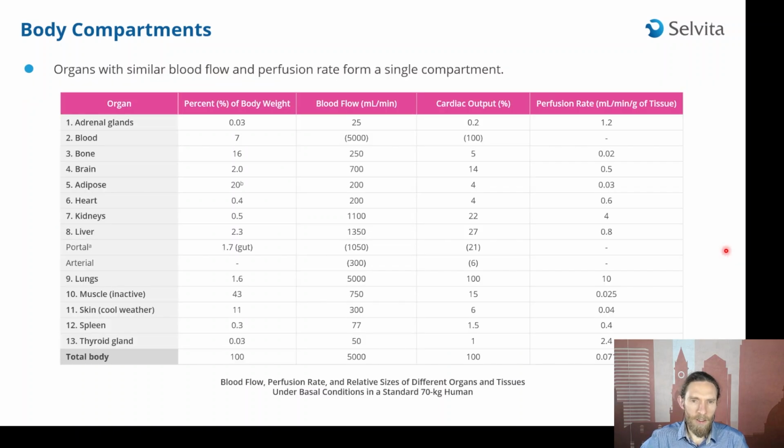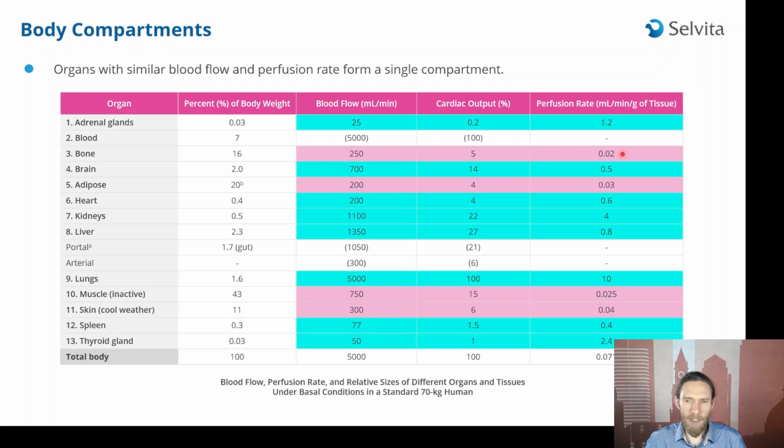On this slide, we see different organs and assigned values of blood flow and perfusion rate. Clearly, we can categorize organs into two groups. The first one is the highly perfused central compartment, which we talked about, with high blood flow and high perfusion rate. And the second is the peripheral compartment with low perfusion rate and low blood flow through the body.